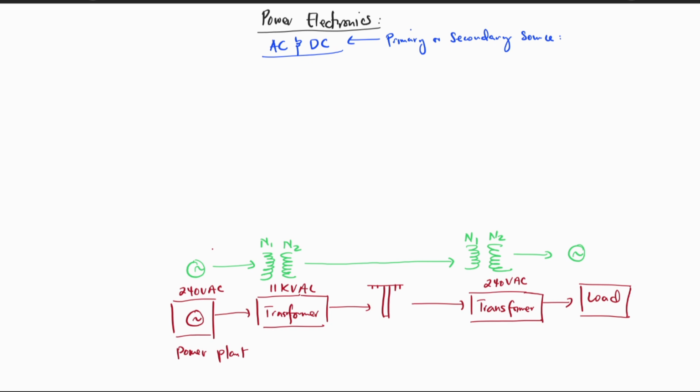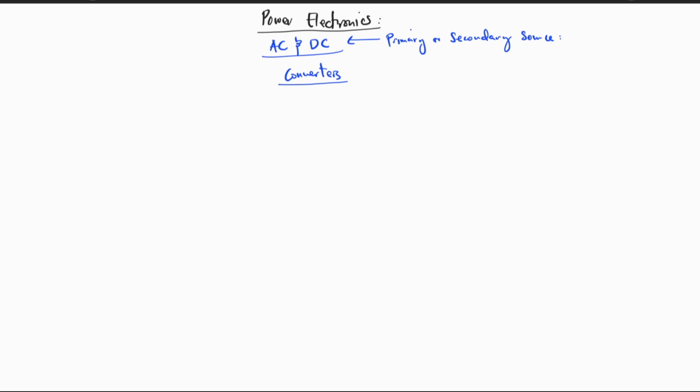In order to control this type of primary and secondary sources, we need what is called converters. And those converters are responsible for changing the properties of the signal itself. If we are to discuss those types of power electronics converters, we can clearly see that we have the power electronics converters.